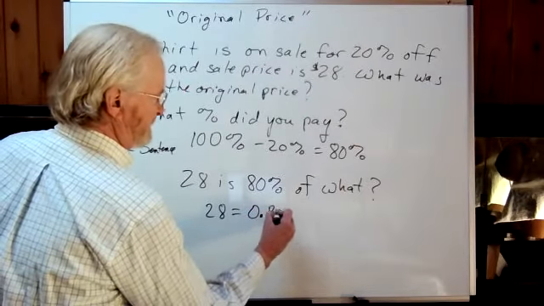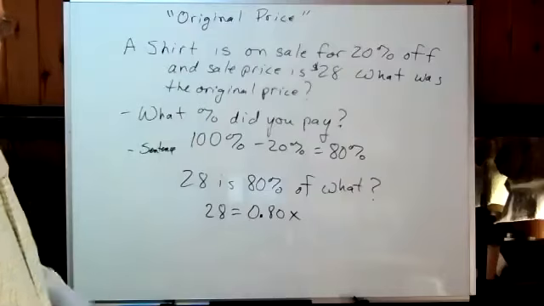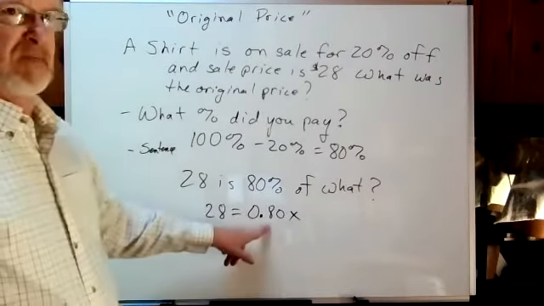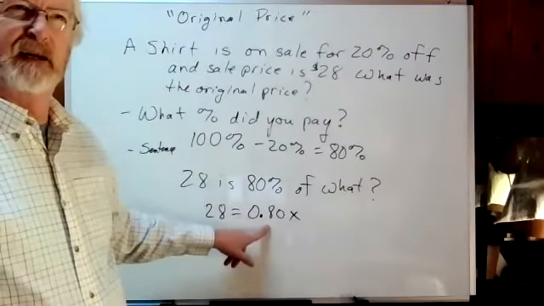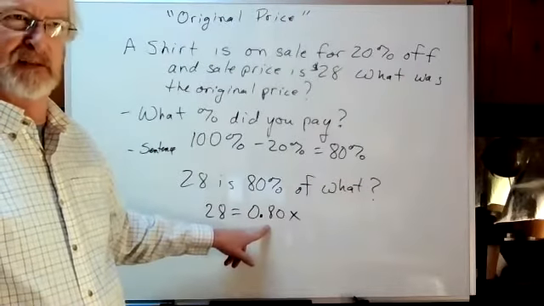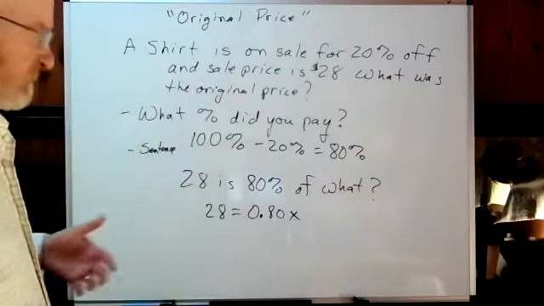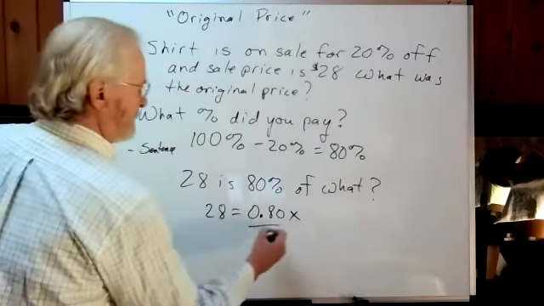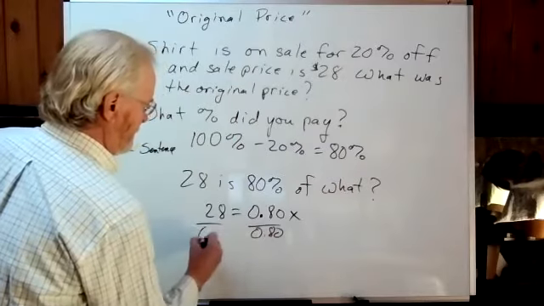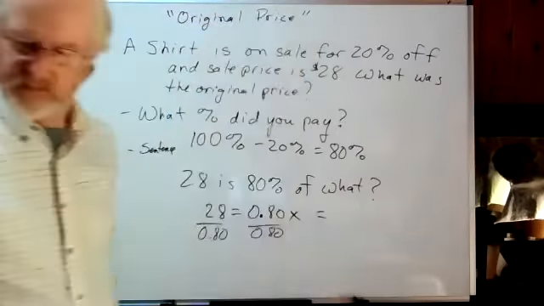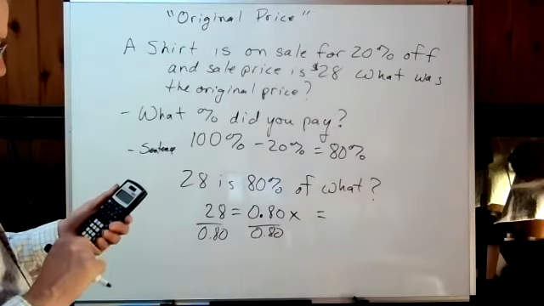0.80, if you want the 0, X, whatever you want to call your variable. Does it make sense if I'm dividing by a decimal less than 1? I'm dividing by something smaller than 1. I can always get a bigger number, right? And X equals, what do I get here? 28 divided by, you could just say 0.8, you don't really need that 0. 35.